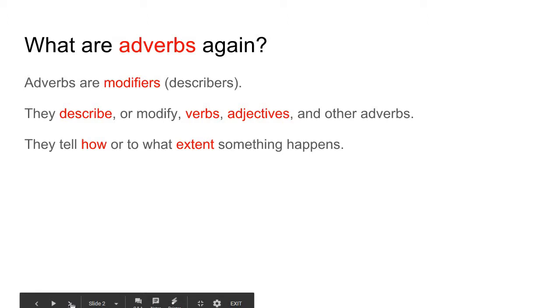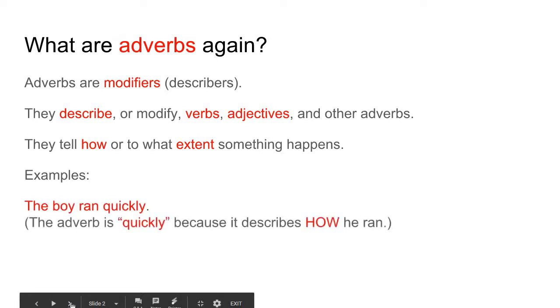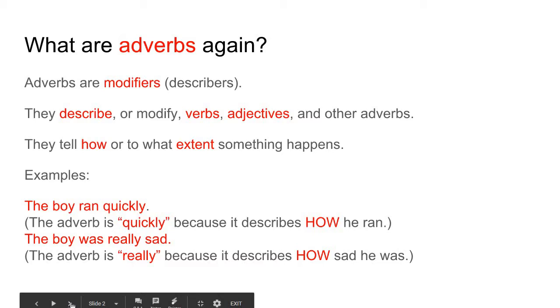Adverbs tell how or to what extent something happens. For example, the boy ran quickly. Well, how did he run? Quickly. Okay, it describes how he ran. The boy was really sad. The adverb is really because it describes how sad he was or to what extent he was sad. So in this case, quickly is describing ran. Really is describing the adjective sad.